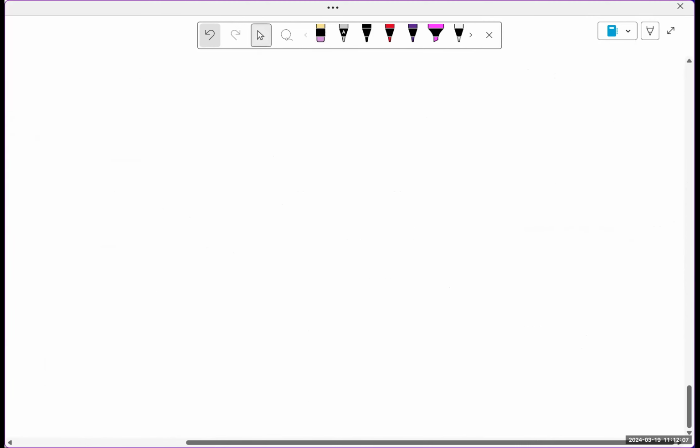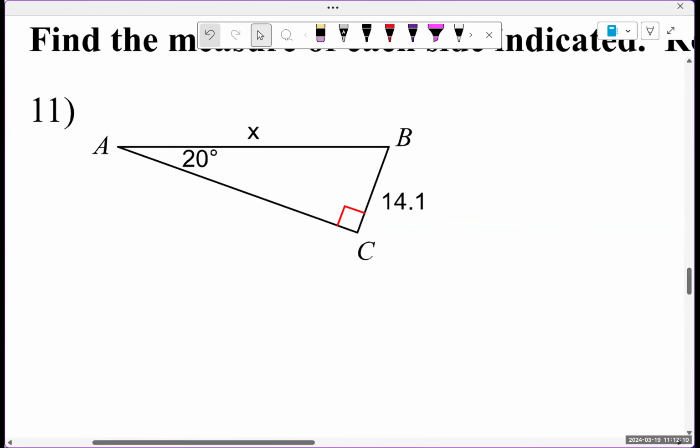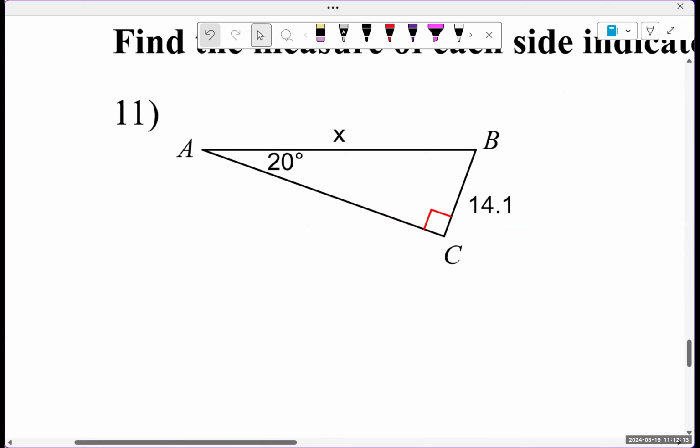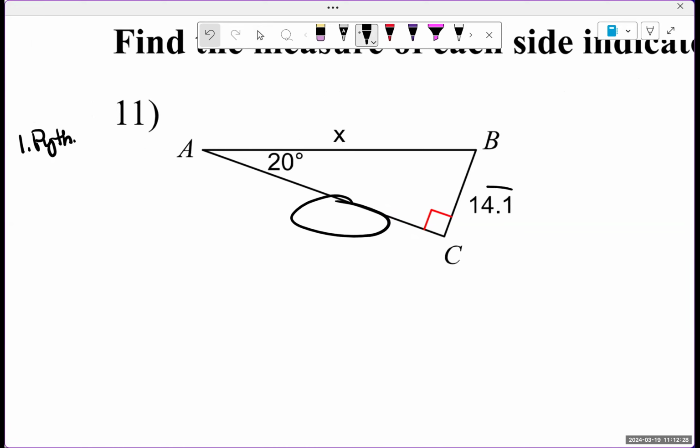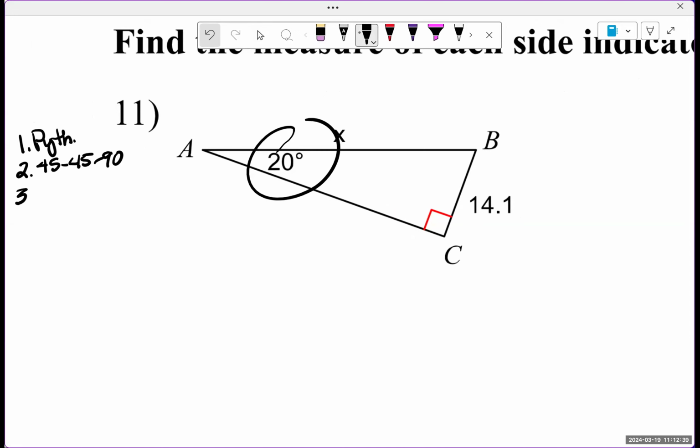Solve for X. Now, different ways of finding the side of a triangle. You could use Pythagorean theorem. Can we use Pythagorean theorem here? You would need to have two sides, so no, we can't. How about a 45, 45, 90 triangle? Nope, that's not a 45. How about a 30, 60, 90 triangle? Nope. So our last option is SOHCAHTOA.